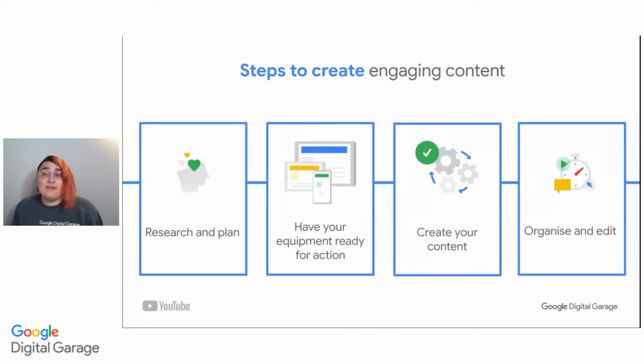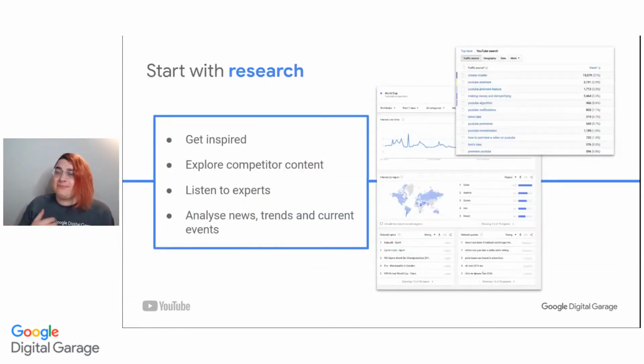So have a think about that, and then have a think about your own content. Now, there are 4 steps that we are going to look at now, that are the steps towards creating really good, engaging content. We're going to look at all of these in more detail, but we're going to start with research and planning, then having your equipment ready, creating your content, and organizing and editing it. So first of all, research and plan.